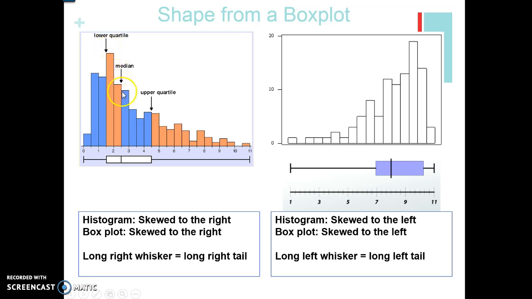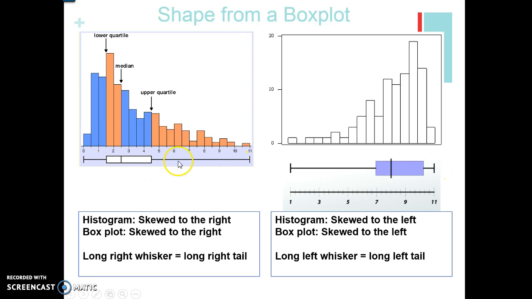Now also notice where the median is. Your median is a little bit closer to the left side of the box, and that's because most of the data is on the left side. If we take a look at a histogram that is left skewed, notice how we have a long left tail. That corresponds to your box and whisker plot and the fact that this long left tail is much longer than the right-hand tail.